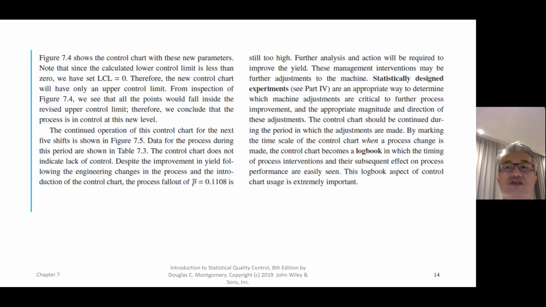When a process change is happening, the control chart becomes a logbook, like a system log, in which the timing of the process intervention and the subsequent effect on process performance arising from the machine adjustment can be easily seen. This log aspect of control chart usage is extremely important for the daily QA, incoming QA, or in-process QA.